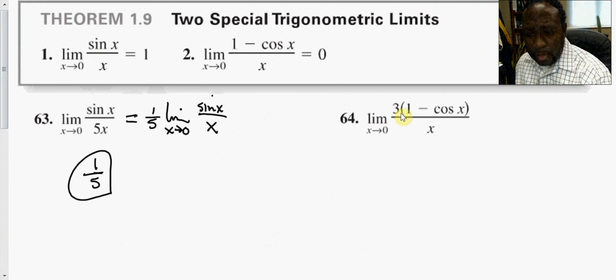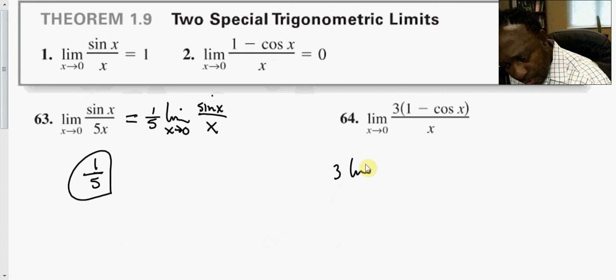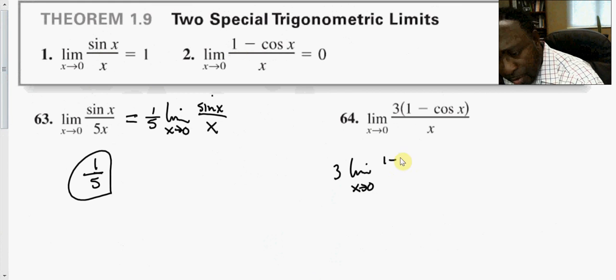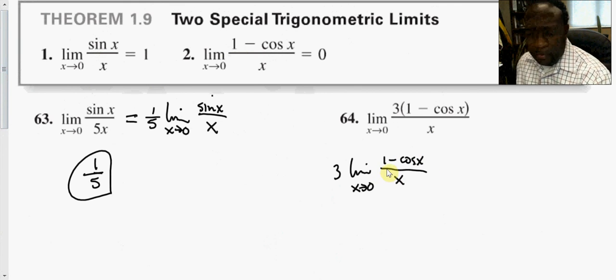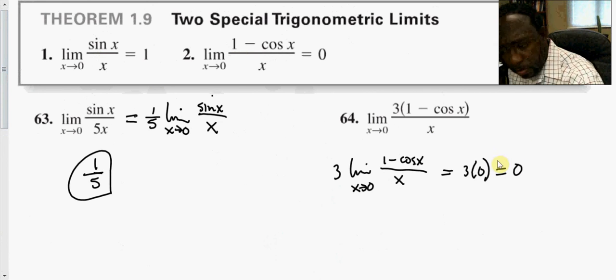Likewise, for number 64, the limit of 3 times parentheses 1 minus cosine x all over x. Well, it looks like the special limit for number 2, but we have a 3 there. So we're going to put the 3 out in front, now times the limit as x approaches 0 of 1 minus cosine x over x. Well, the limit of 1 minus cosine x over x as x goes to 0 is equal to 0, times 3. So we got 3 times 0, and that just gives us 0.